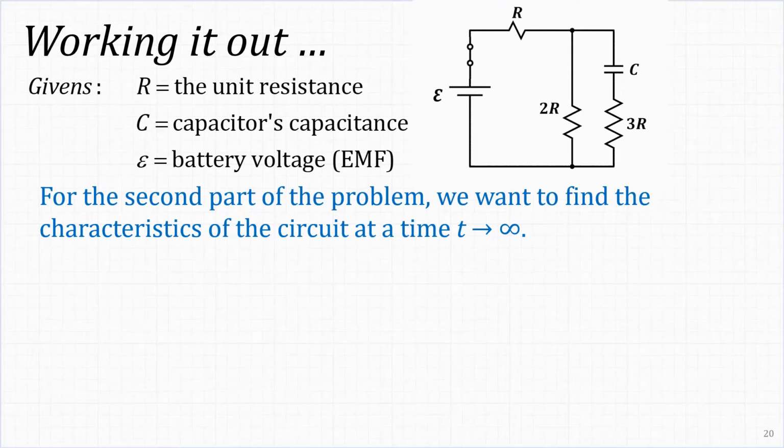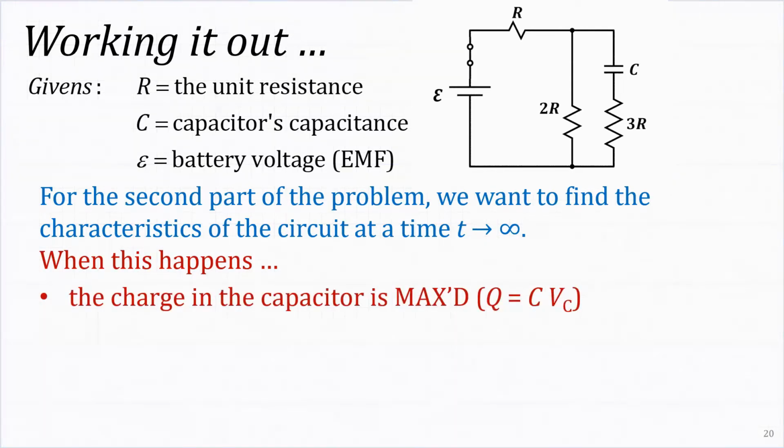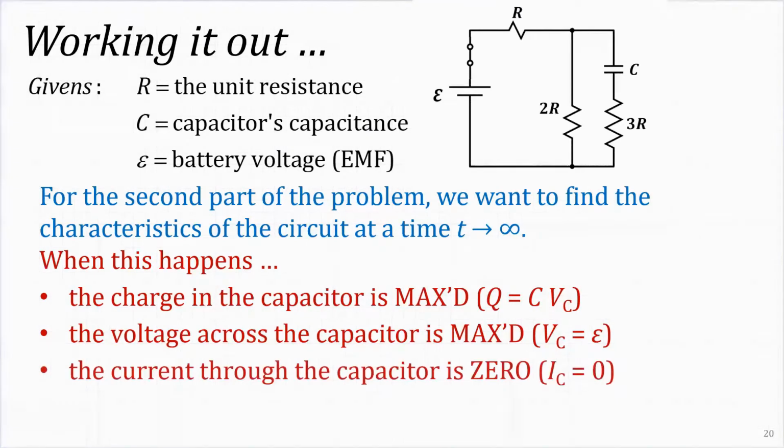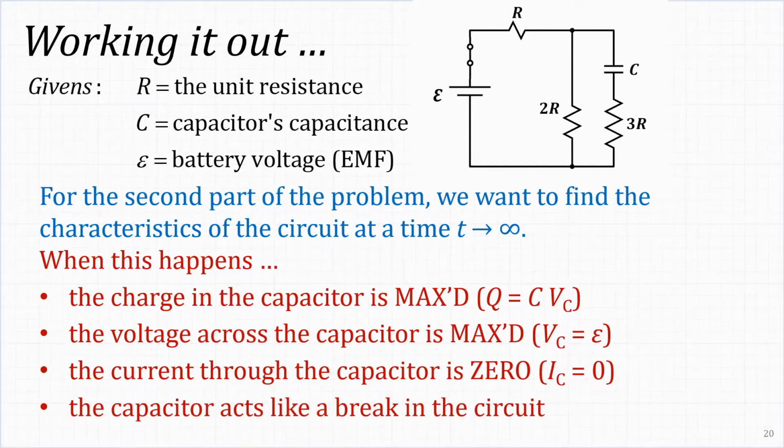For the second part of the problem, we want to find the characteristics of the circuit at time t as t goes to infinity. When this happens, we see that the charge in the capacitor is maxed out, the voltage across the capacitor is maxed out, and the current through the capacitor is effectively 0. The capacitor now acts like a break in the circuit, like there's a hole.